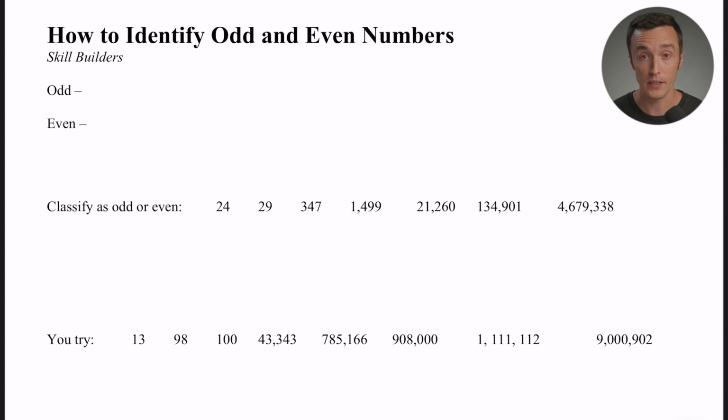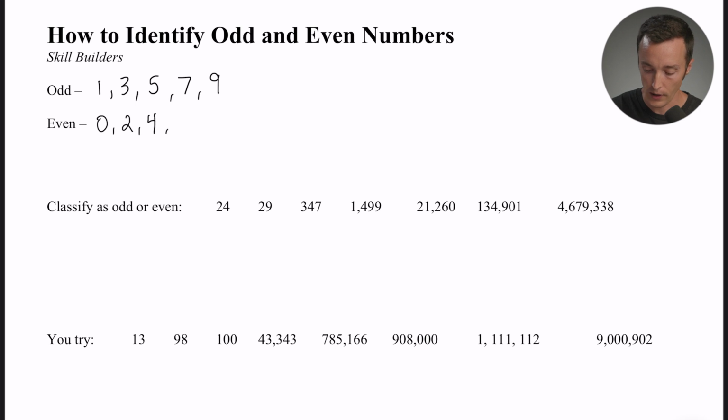Welcome back. Today on Milanese Math, we're going to be taking a look at odd and even numbers. And as always, if you want to follow along with this worksheet, it'll be the first link in the description below. So let's hop straight in with a couple definitions. Odd numbers are any numbers that end in a 1, 3, 5, 7, or 9. And even numbers are numbers that end in a 0, 2, 4, 6, or 8.